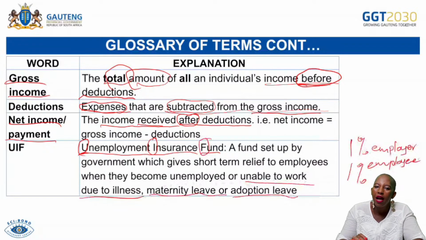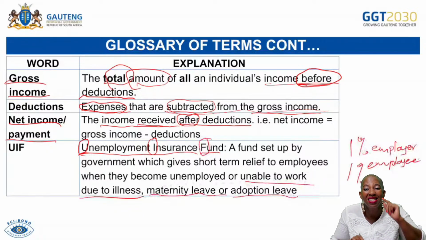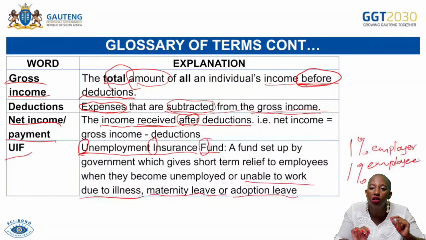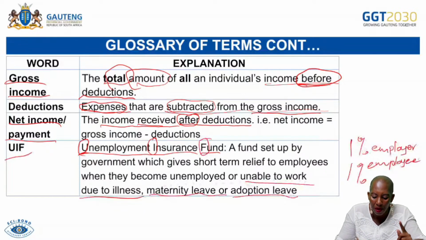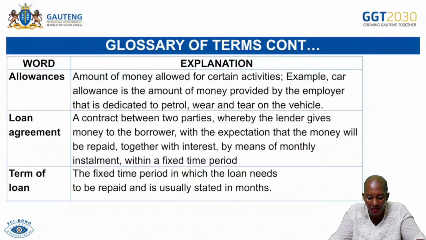So meaning I contribute 1%, and then my employer also contributes 1%. In total, it will be 2% taken to the UIF, the insurance fund. That money will help me when I am unable to work due to illness, maternity leave or adoption leave, or maybe I'm unable to work because the contract has ended.